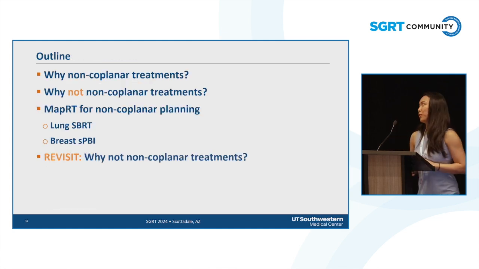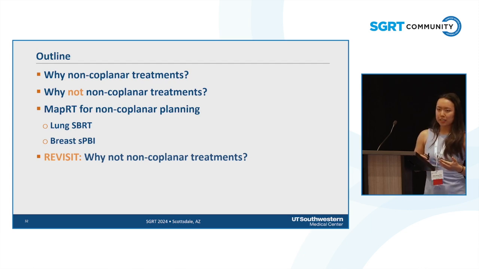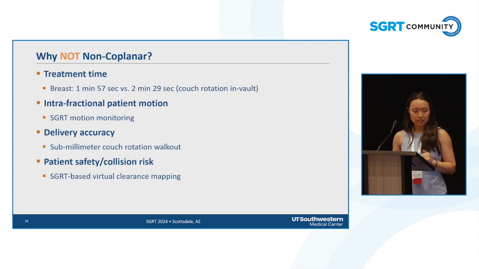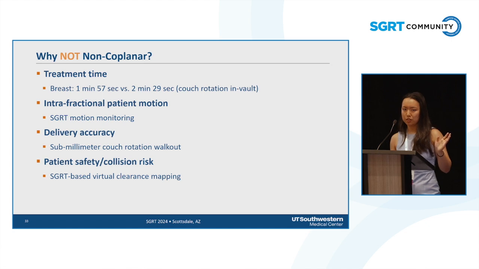So at this point, I would like to go back to our original outline, and we will revisit the point where we talked about why people don't use non-coplanar treatments. We had 4 points that we were worried about. The first of all is the treatment time. For this point, we actually went back and did a test run on the breast treatment that we just talked about, where you have to rotate a couch to 270 degrees.